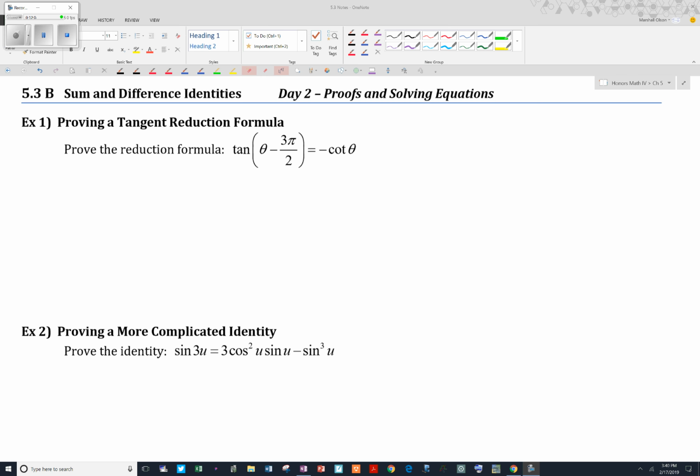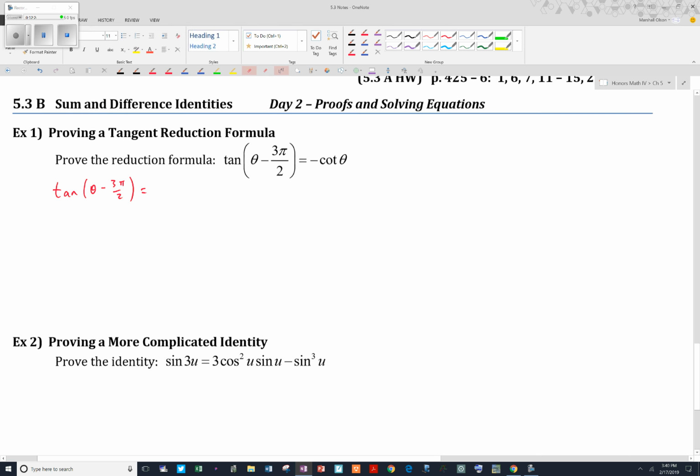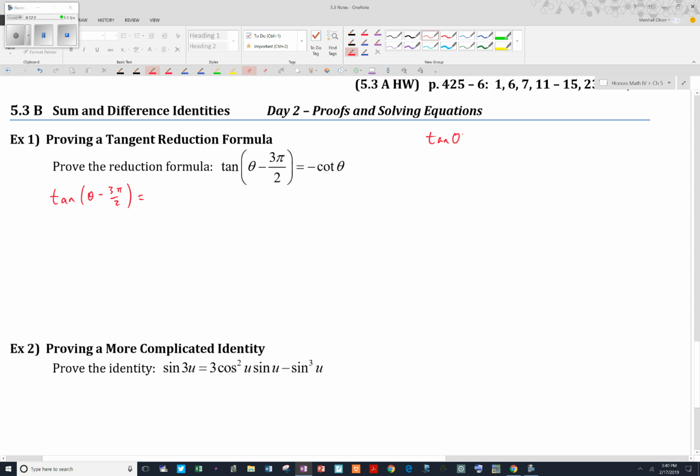All right, now we're going to prove a tangent reduction formula. I'm going to start with that left-hand side again. So I'm going to kind of treat this how I think most of us would. To start with, we have a tangent difference formula. I'm just going to write what the tangent difference is right here, so we have something to reference. You can just obviously look back at the front side of the sheet, but the tangent of u minus v is equal to the tangent of u minus the tangent of v all over 1 plus the tangent of u times the tangent of v.